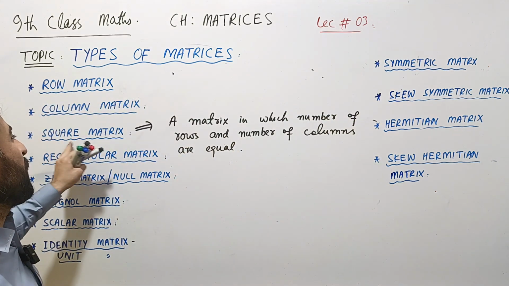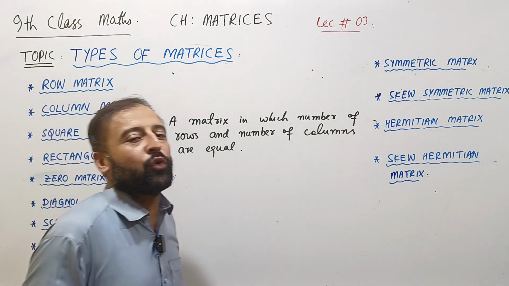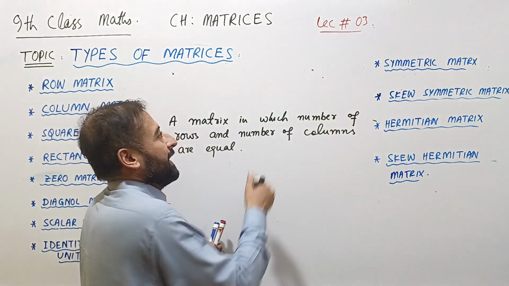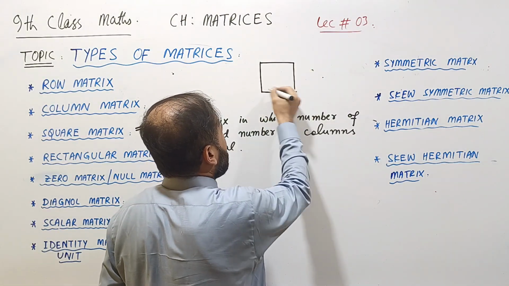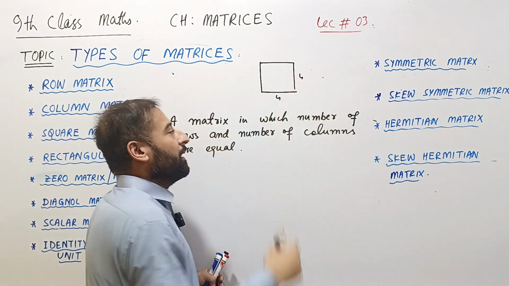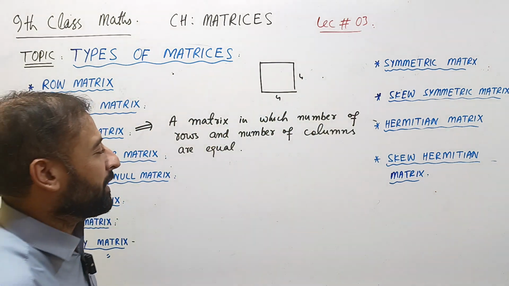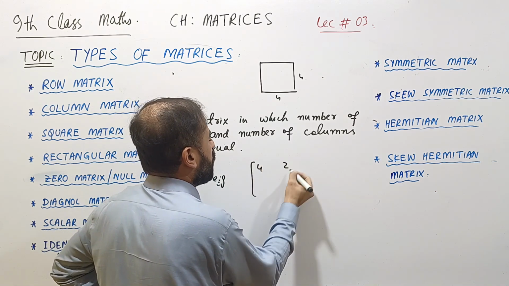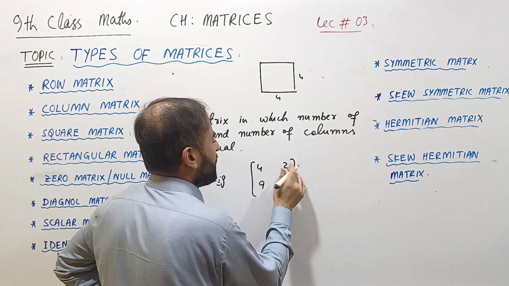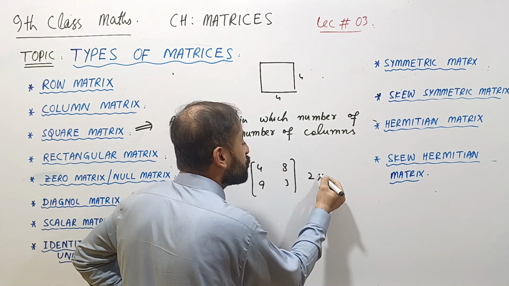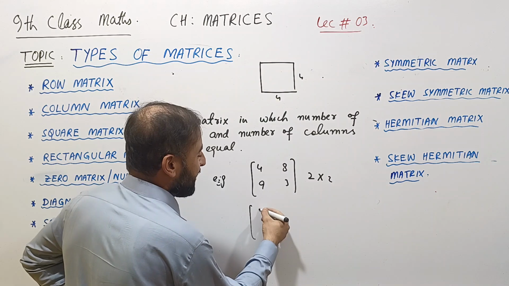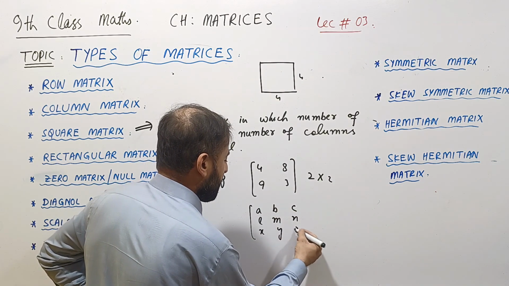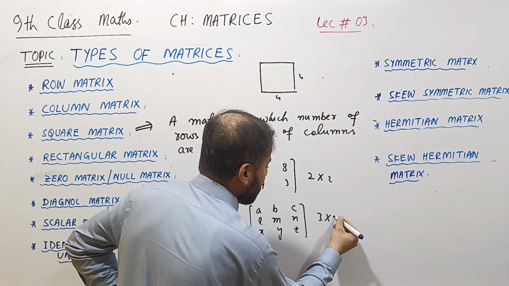Okay, students, square matrix. The definition is a matrix in which number of rows and number of columns are equal. Having the same number of rows and number of columns, like in life we say it is square, a four-sided figure where each angle is 90 and length and width are equal. In the same way, let's have a look at these two matrices. For example, 4, 2, 9, 3. Now students, what is it? It is a 2 by 2 square matrix. What is this? It is a 3 by 3 square matrix.